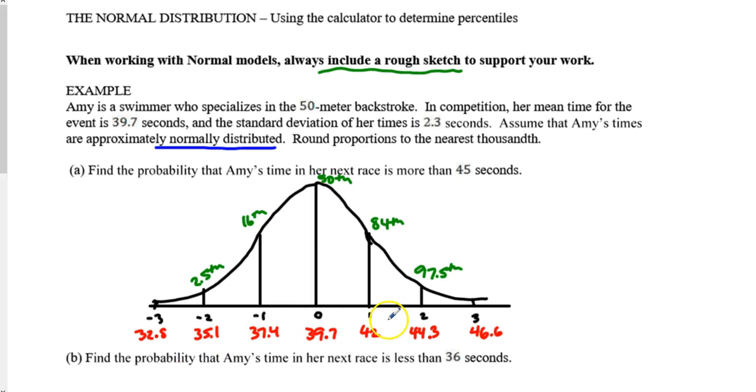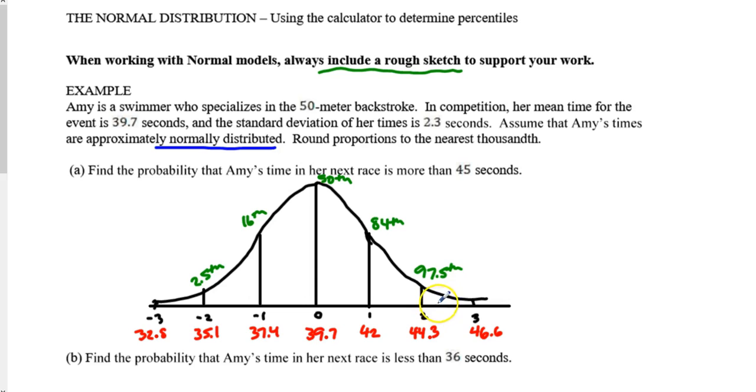These are all times in red at the bottom here. And hopefully that was no problem for you, right? You put the mean right in the middle at 0. That's where our standard normal model has its mean. And then you went up by the standard deviation of 2.3. Hopefully that was a piece of cake for you.